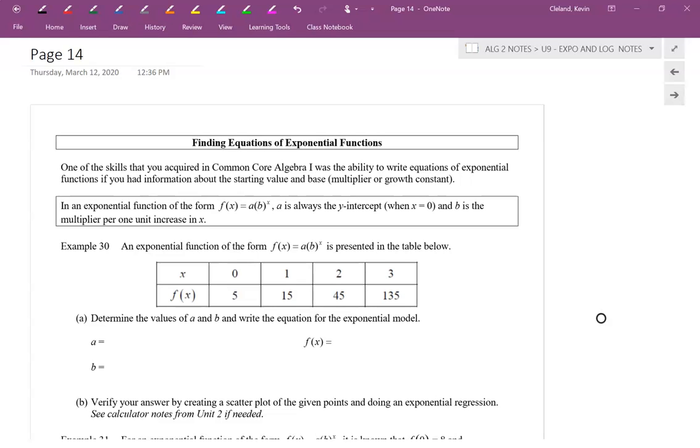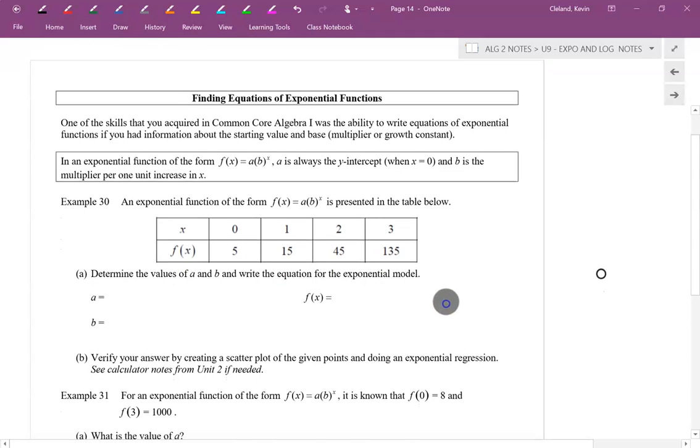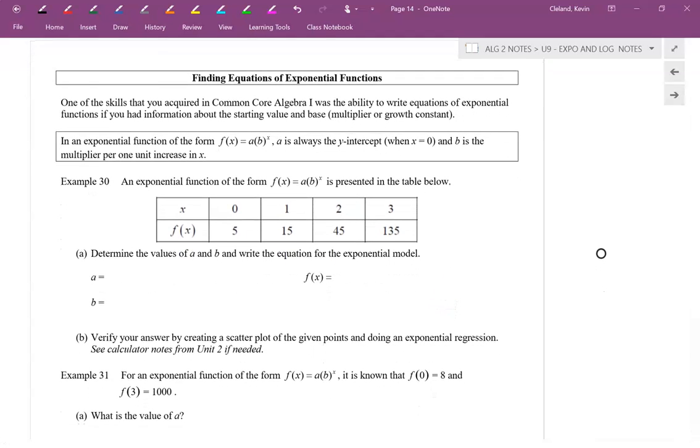Building on what we learned yesterday about exponentials, now we have some data, we have some info, and we're going to use that to determine an equation to model it. It's exactly what our scientific experts right now are doing to analyze this coronavirus, so very timely, very cool.